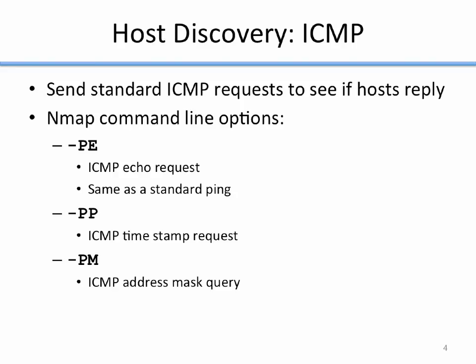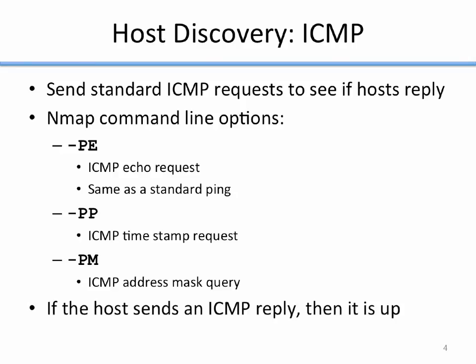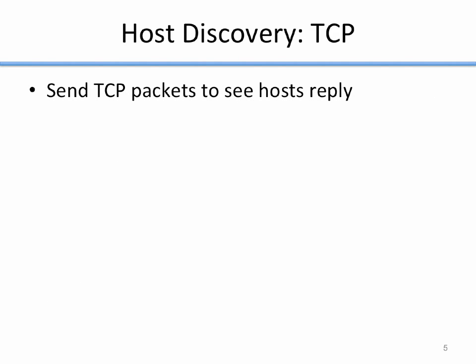So by specifying these options on the command line, I can control which type of ICMP packet or packets I want Nmap to use during host discovery. If the host sends any reply to any of these packets, then that just means that it's up. We're just trying to find out if the host is up. So unlike the port scanning phase, where we're trying to determine details of what ports are open or closed or anything like that, in this case, we're just looking for any reply to tell us that the host is up and running.